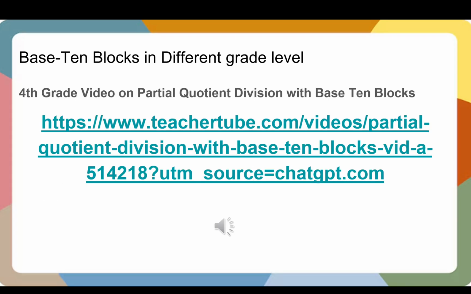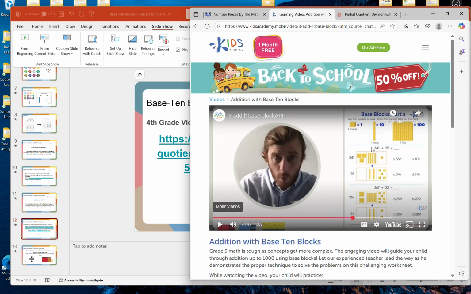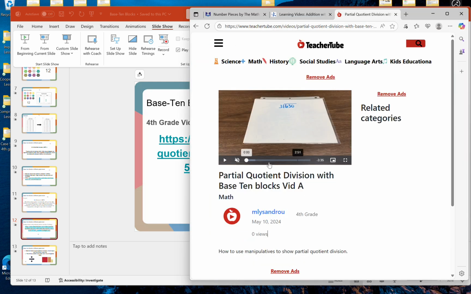I provided this link as a demonstration on how to include the base 10 blocks for division. And it's a really great strategy, especially for students who have difficulty with division, because it breaks it down into simple steps. And I'm going to take you to this last link that we've provided. I'm going to go ahead and play this for you.